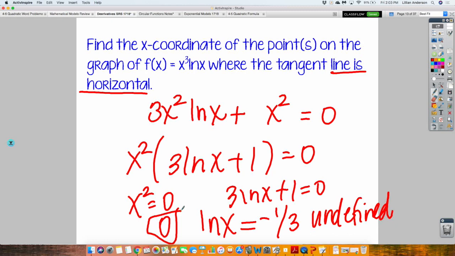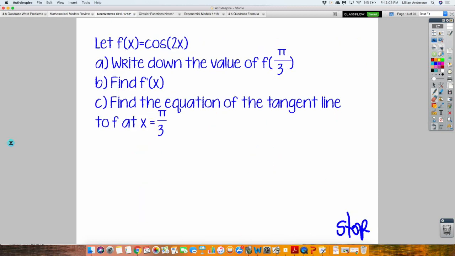Last little bit. Okay. Incorporating some trig. That's what I want you to do on your desk. I have f of x equals cosine 2x. And we have to write down the value of f of pi over 3, find the derivative, and then write the equation of the line.